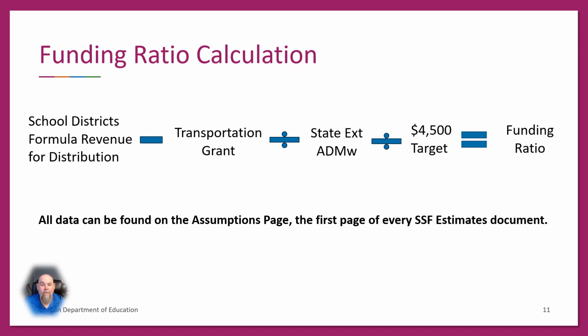Remember that every time there's a change in state school fund data, we will re-ratio. Again, all of the data for this calculation, as well as the funding ratio itself, can be found on the first page of the estimates, the assumptions page.